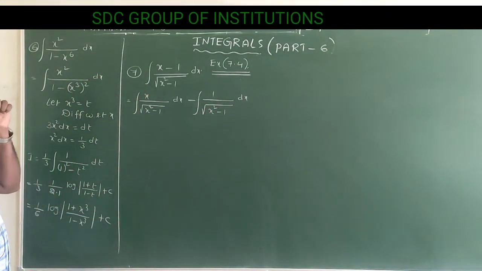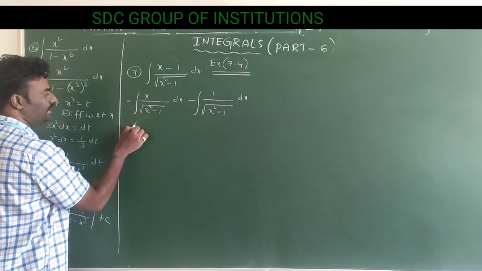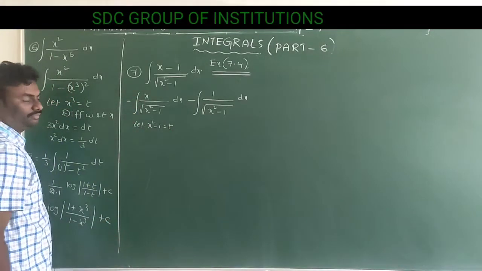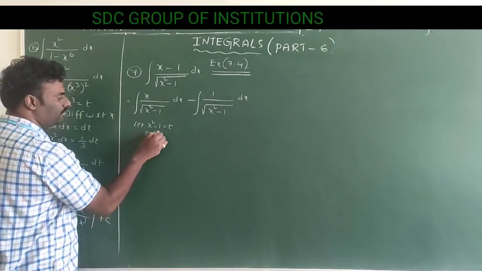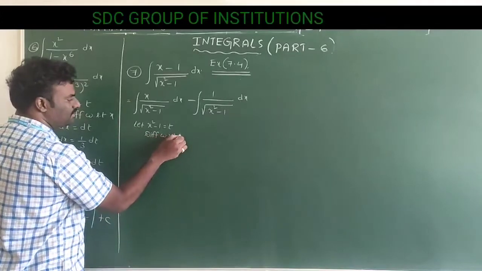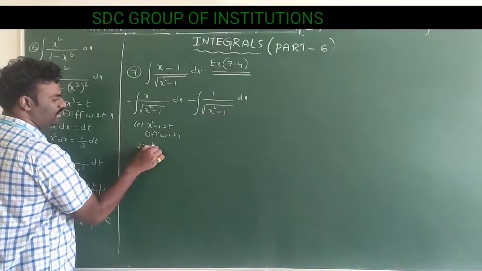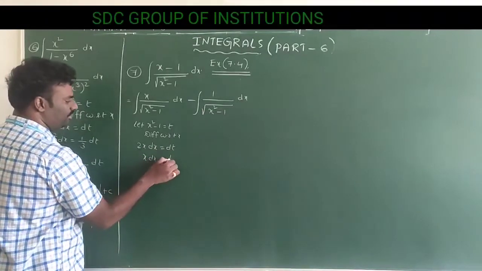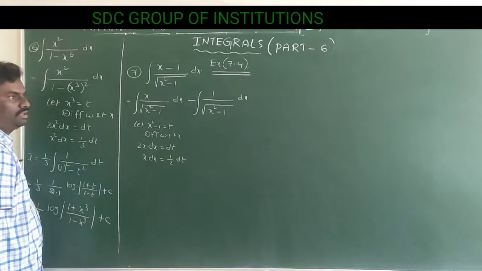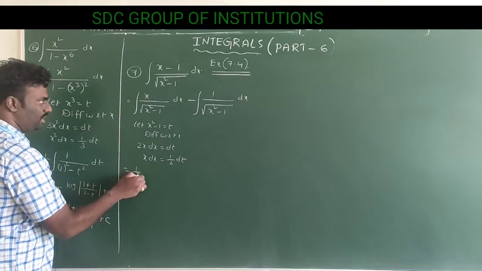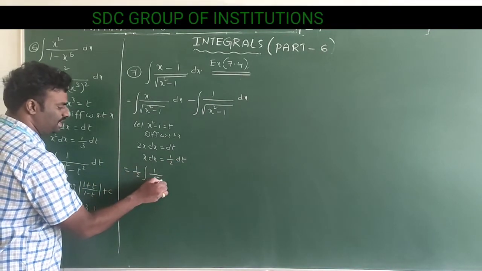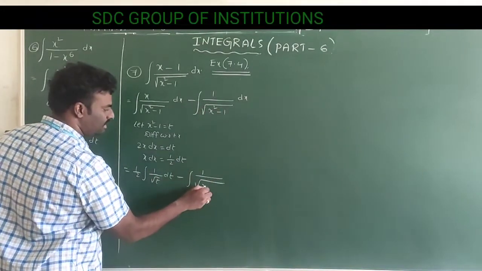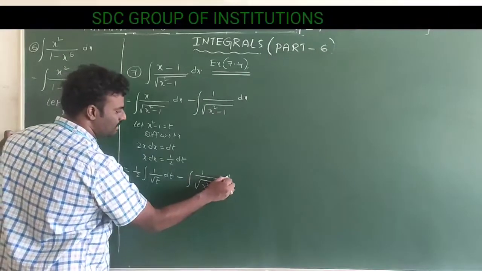So in this I can take, let x square minus 1 is equal to t. Differentiate with respect to x. X square derivative 2x, constant derivative 0. 2x dx is equal to dt. Then x dx is equal to 1 by 2 dt. Now this can be changed to 1 by 2 into 1 by root t dt minus 1 by under root of x square minus 1 square dx.